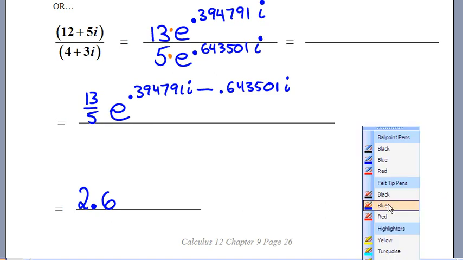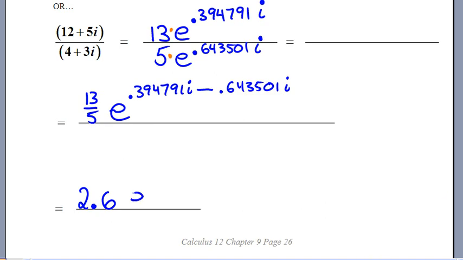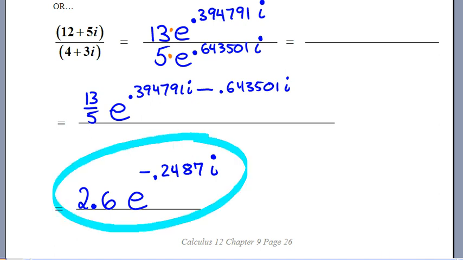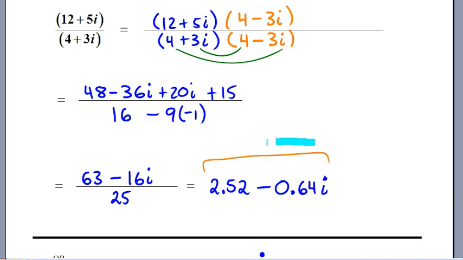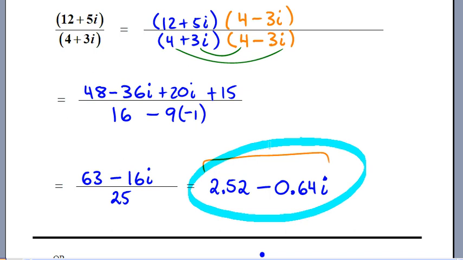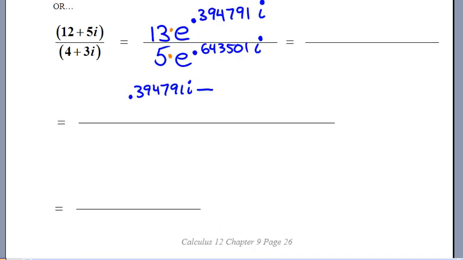And then there's an exponential, just a little Euler part. e to the negative 0.2487i, somewhere in there. So that's just another way of writing the same answer. This answer here is the exact same thing as this answer here. They're both 2.6 big. And they're on that complex plane.